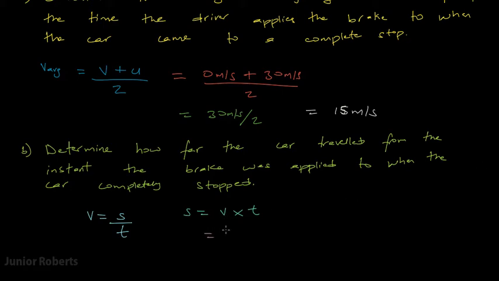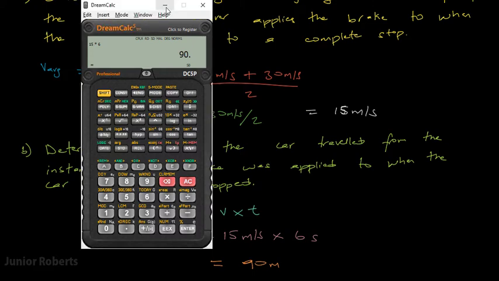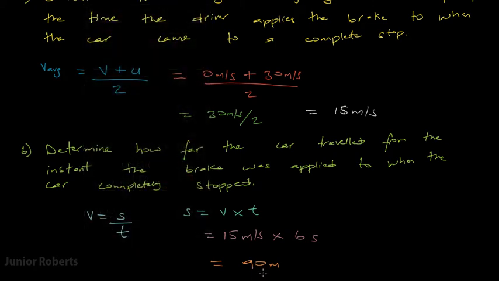So the average velocity here is 15. We say 15 meters per second multiplied by the time, which is 6 seconds. When you multiply these two, 15 times 6, let's take the calculator just to verify. 15 multiplied by 6 gives an answer of 90 meters. So what it means is that he would have stopped 90 meters from the moment when he applied the brake to when the car eventually came to a stop. Let's see what's next.